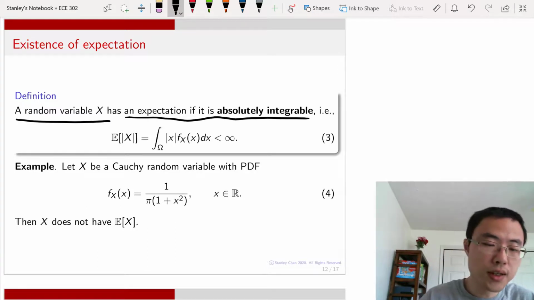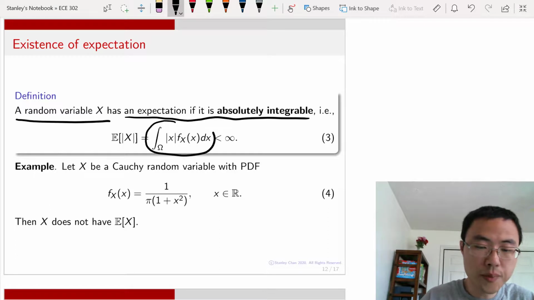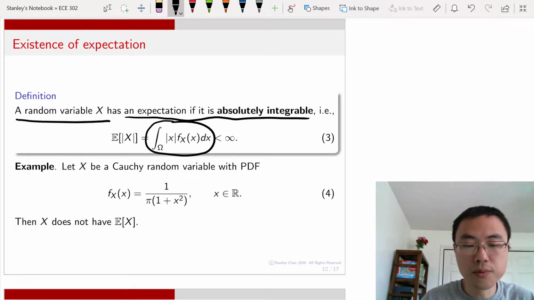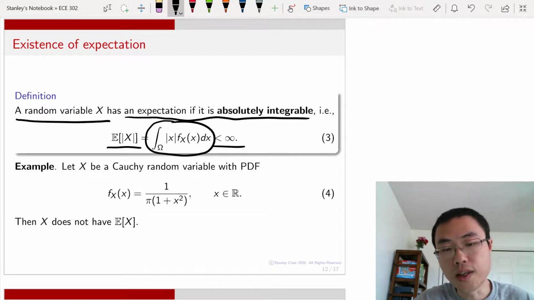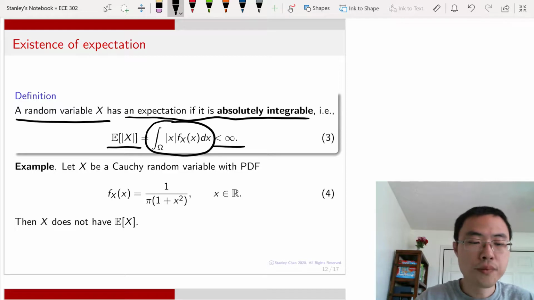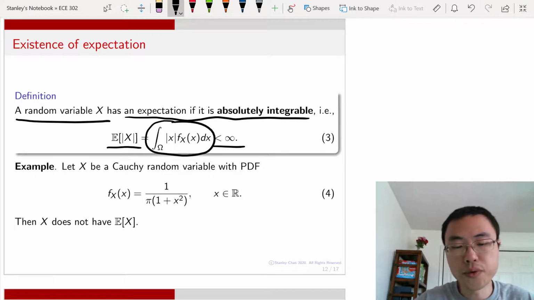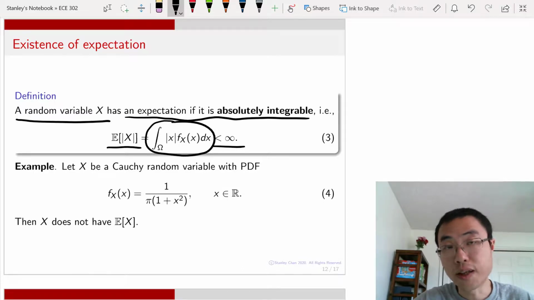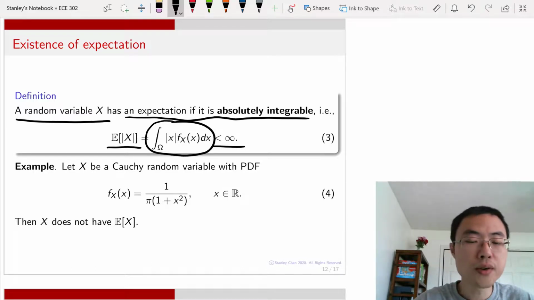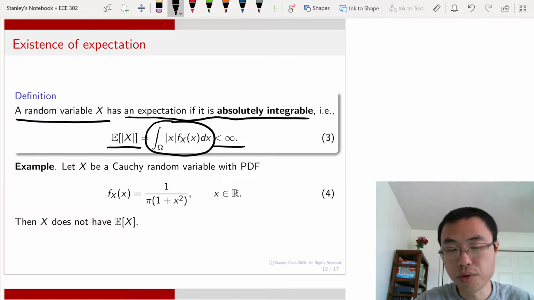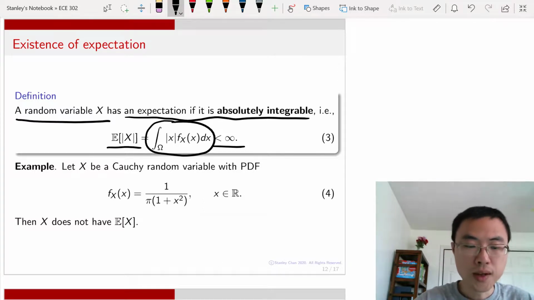What it means is that if you take the integration of the absolute value of x multiplied with fx, which is also the expectation of absolute x, and this is less than infinity, then we call the random variable absolutely integrable. Random variables that are absolutely integrable will have expectations. Random variables that are not absolutely integrable do not have expectations.